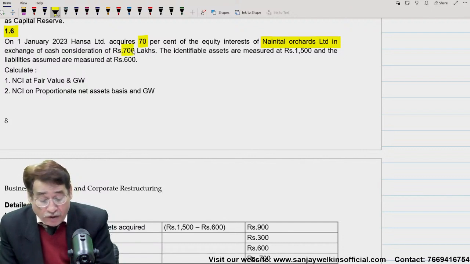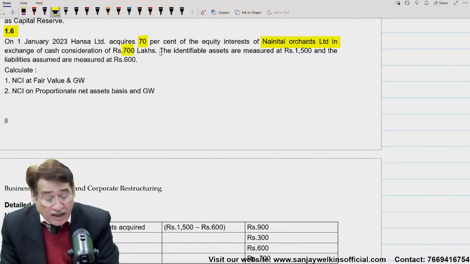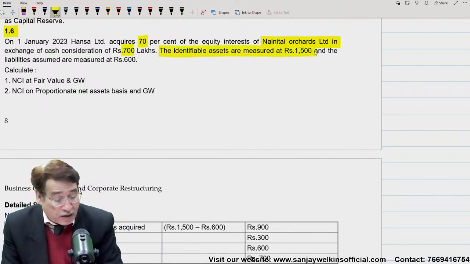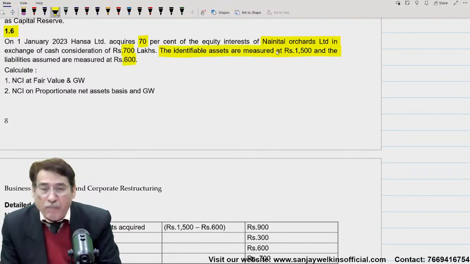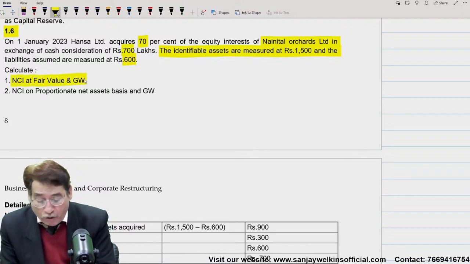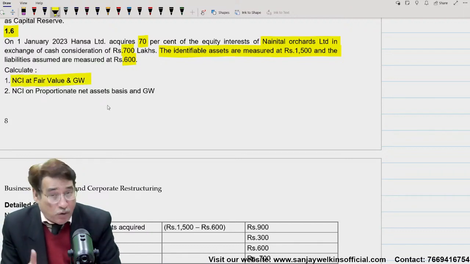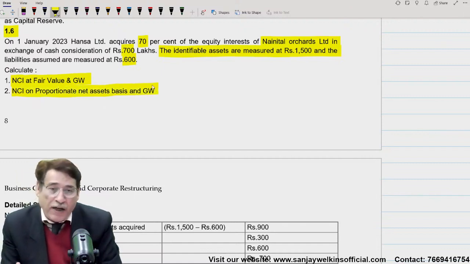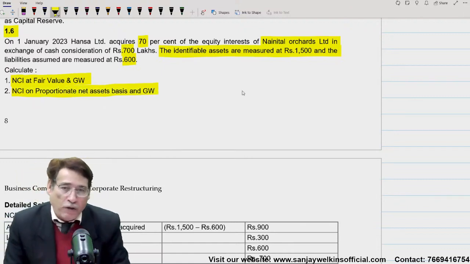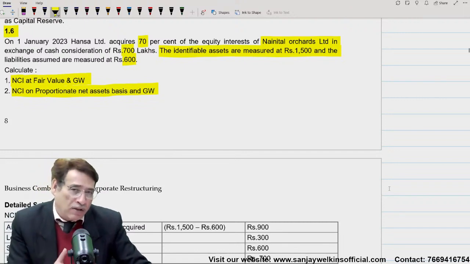In exchange for consideration of 700 lakhs. Again, it is given that identifiable assets are measured at 1,500 and liabilities are 600. So you can manage this question. In this question, we have to compute NCI at fair value and goodwill, and we also have to compute NCI on the proportionate share of net assets basis and the goodwill. So in simple words, the question is asking you to compute.